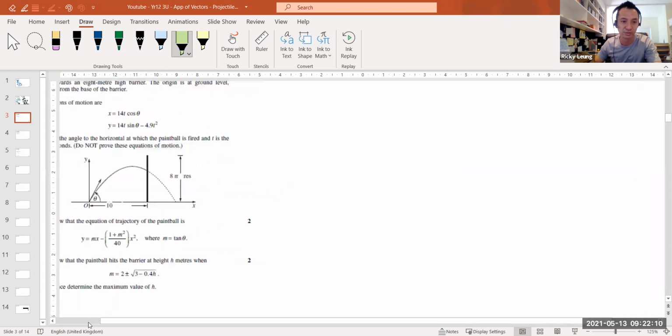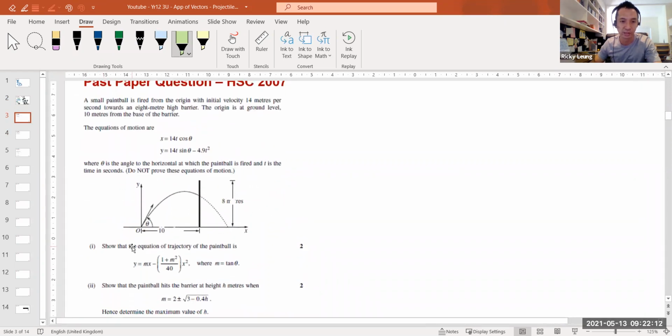So HSC 2007, where the context is actually great. So you got a paintball flying from the origin at angle of theta, right? And it hits a wall, right? Fired at a wall, is it? A barrier, 10 meters away, fired at initial velocity of 14 meters per second. So let me just circle what I have, right? So 14, that's u. Yep, 10 meters away. Yep, got that. 10 meters. Equations of motion are given. Great. Theta. Perfect. Show that trajectory is at.